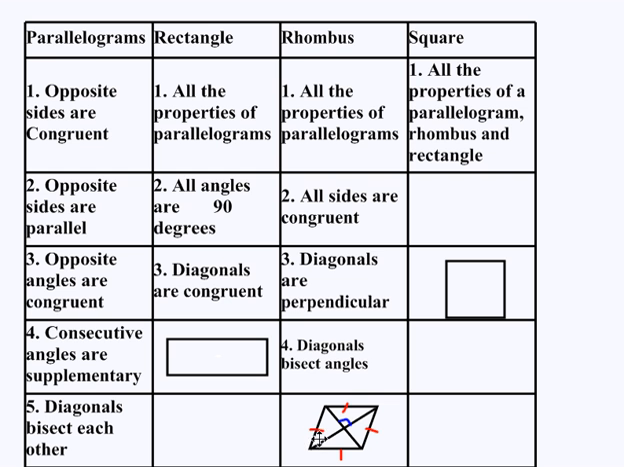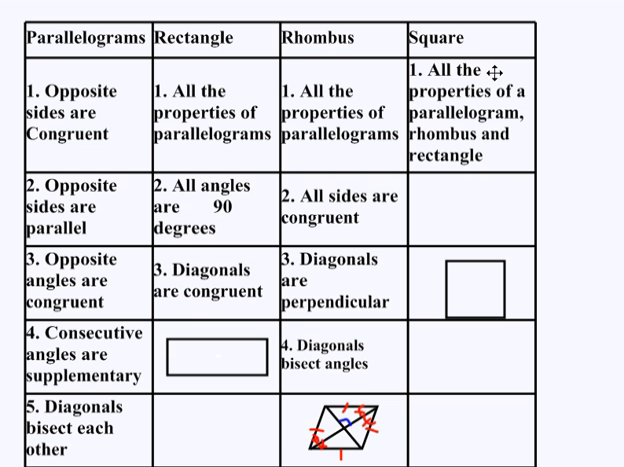And then also the diagonals bisect the angles. And what that means is this angle here is going to be equal to this angle here. So these two angles are equal to each other. So are these. This angle will be equal to this angle. And so will this one be equal to this one. So will this one be equal to this one.